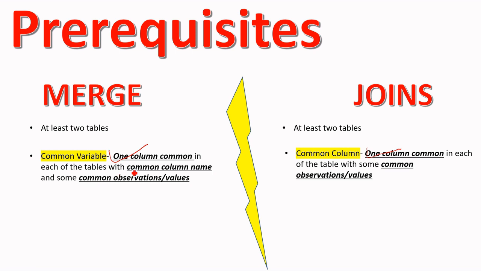But look at this part. It's not available over here. Here it says common column name, which means first you should have one common column in both of the two tables if you are using two tables to merge. If you are using more than two tables, then each of the tables should have at least one common column.